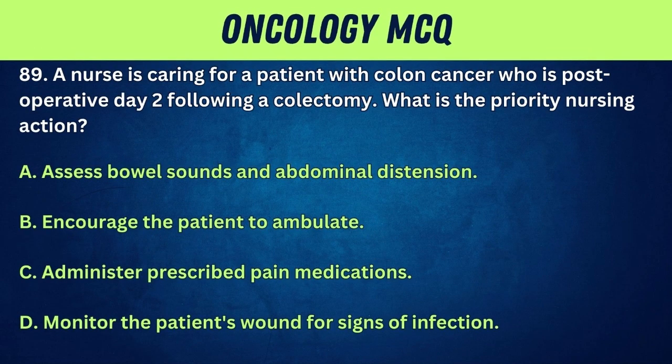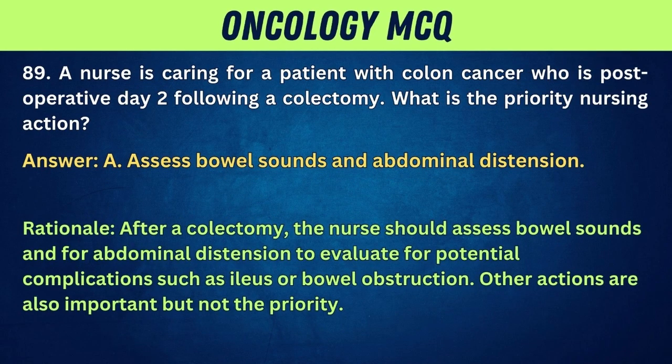89. A nurse is caring for a patient with colon cancer who is postoperative day 2 following a colectomy. What is the priority nursing action? A. Assess bowel sounds and abdominal distension. B. Encourage the patient to ambulate. C. Administer prescribed pain medications. D. Monitor the patient's wound for signs of infection. Answer: A. Assess bowel sounds and abdominal distension.